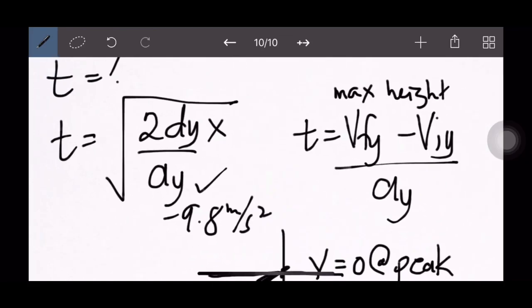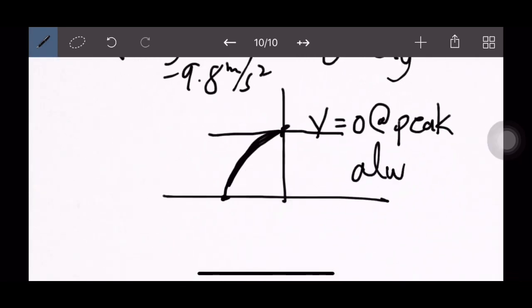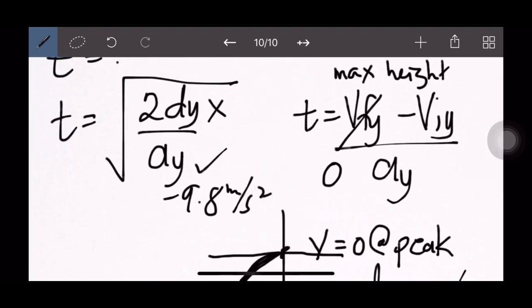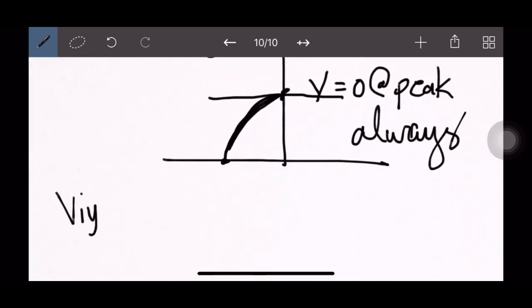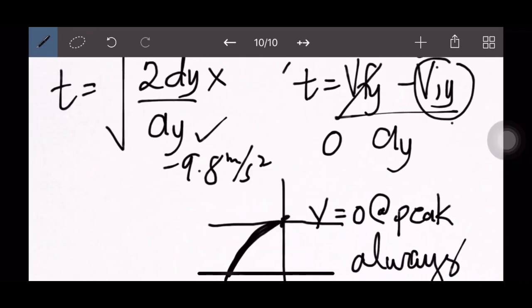So this means that the final velocity along the y-axis will always be 0. Always. Okay, so here, to solve for the initial velocity, you have the initial condition, right? So VIY is VI sine theta. So we can now solve using the second formula.